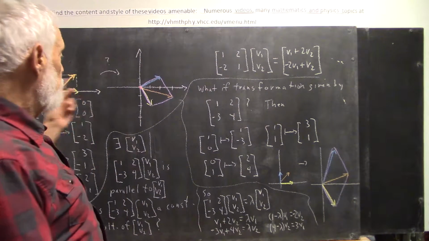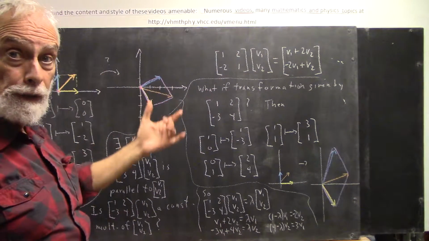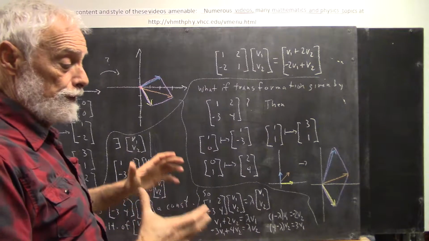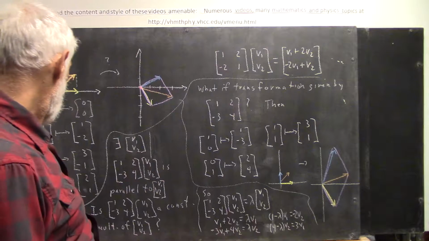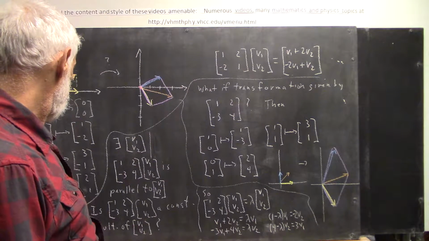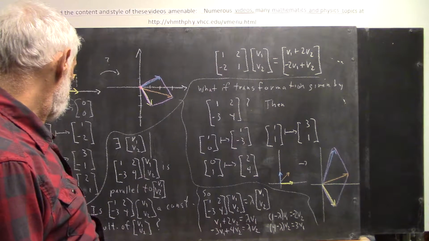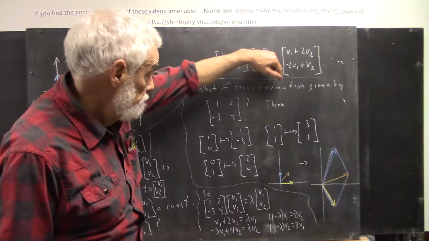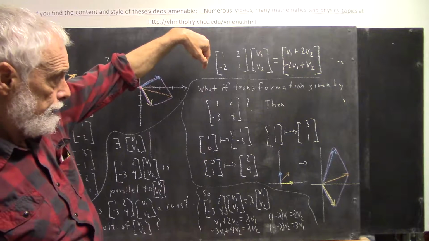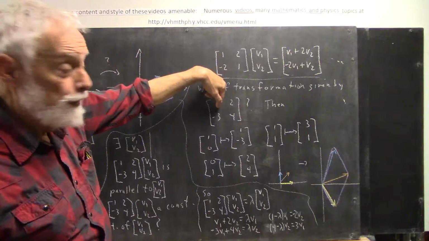Now, not all transformations take rectangles onto rectangles, and not all transformations increase the length of vectors by the same factor, as I think this one does. Anyhow, what if the transformation was given by this matrix?